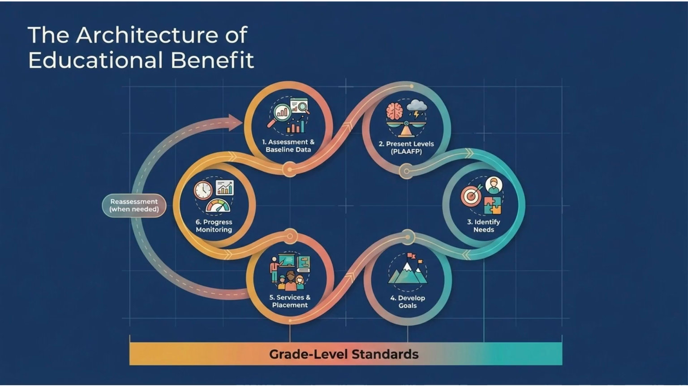This graphic illustrates the complete cycle of educational benefit. The process begins with grade level standards and moves through assessment, present levels, identified needs, goals, services, and progress monitoring. As new information emerges, reassessment may occur and the cycle begins again. Each step builds on the one before it.